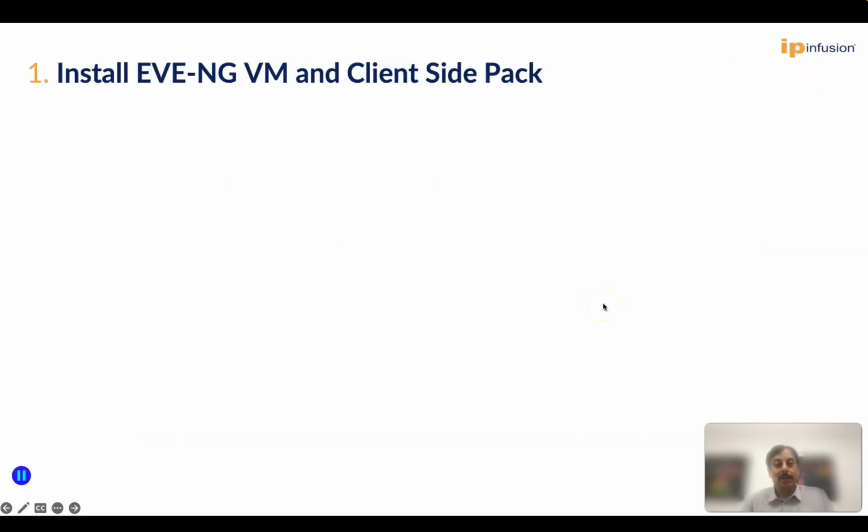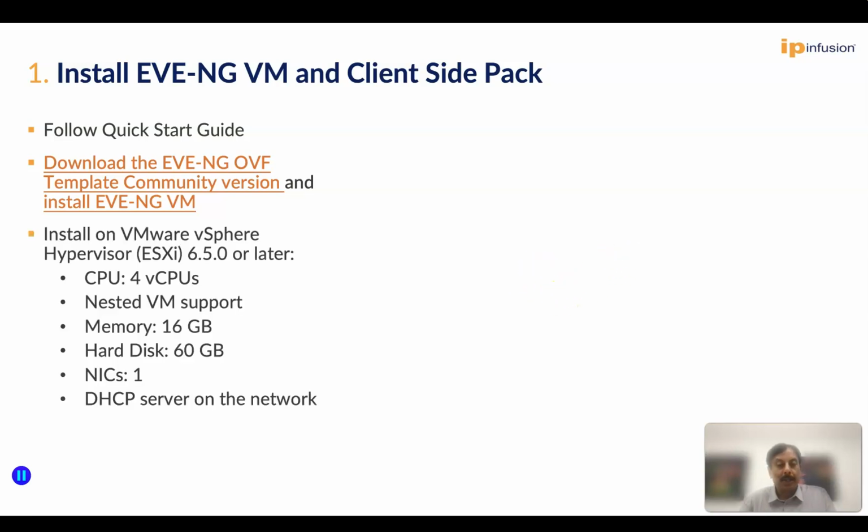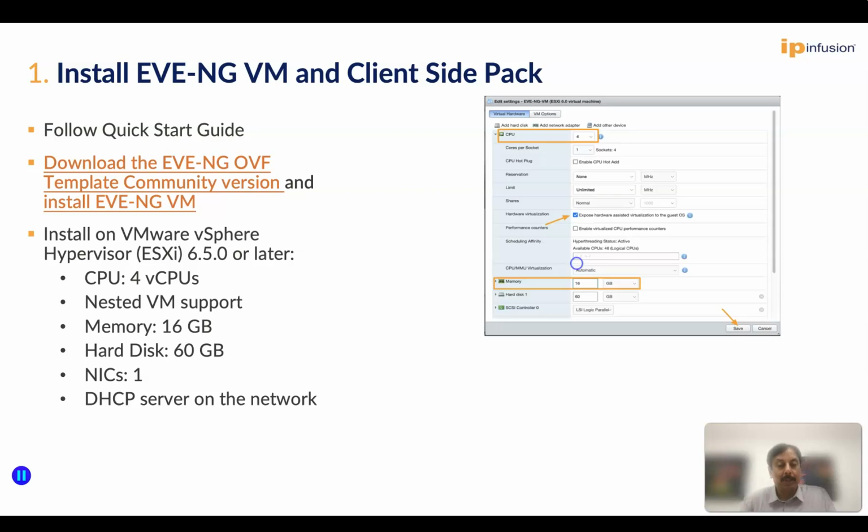Here is the process to install EVE-NG VM and client-side pack. You will follow the quick start guide for this. You will download the OVF image and import it into the ESXi server. These are the specs for EVE-NG VM running on ESXi vSphere server. Please note, the server needs to support nested VM. So within EVE-NG VM, we are going to run OcNOS VMs and server VMs. All this is explained in the guide.